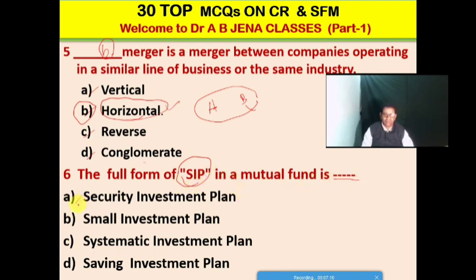A, it's a security investment plan. B, it's a small investment plan. C, it's the systematic investment plan. D, it's the saving investment plan. Friends, so C is the right option for this MCQ.